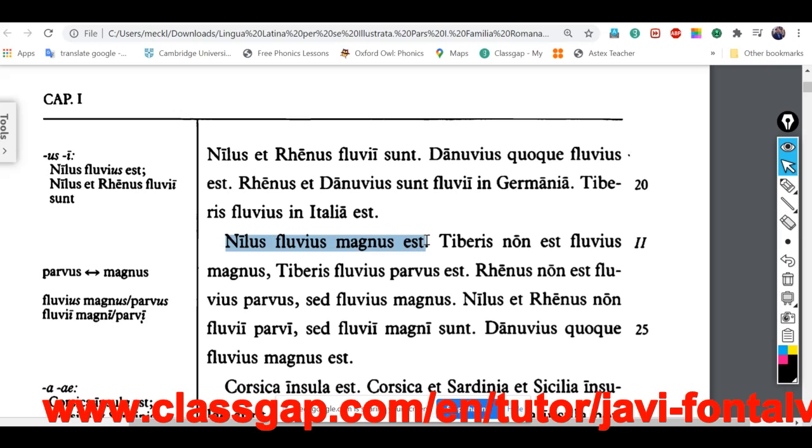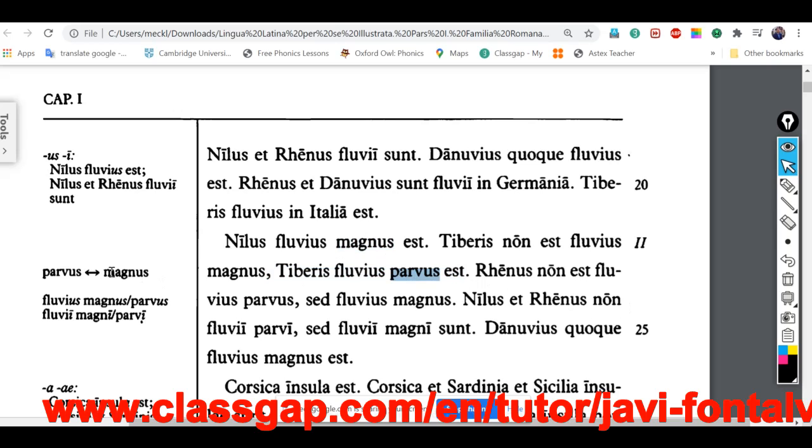Okay, let's see if you understood. Nilus fluvius magnus. What does it mean? El Nilo es un río grande. Tiberis non est fluvius magnus. Y Tiberis, otro río. In Spanish I think it's called Tíber. It's a river in Rome. El Tíber no es un río grande. Tiberis fluvius parvus est. El Tíber es un río pequeño.